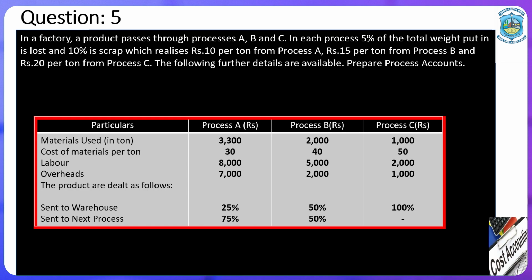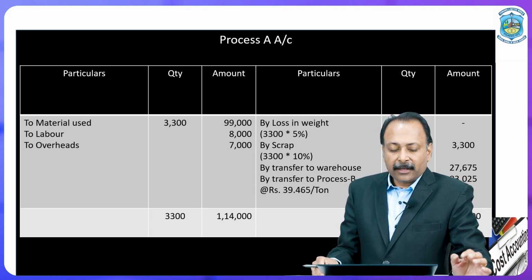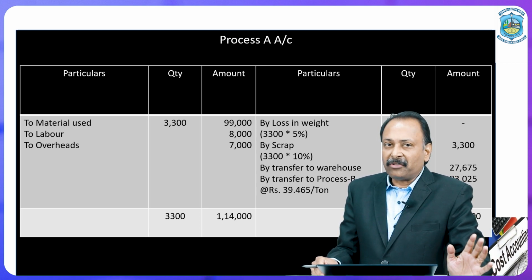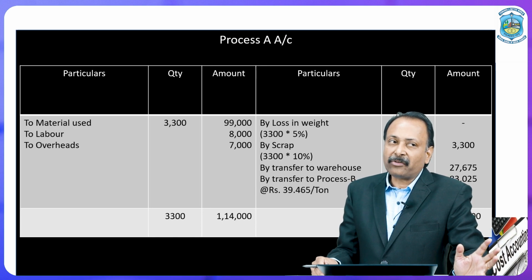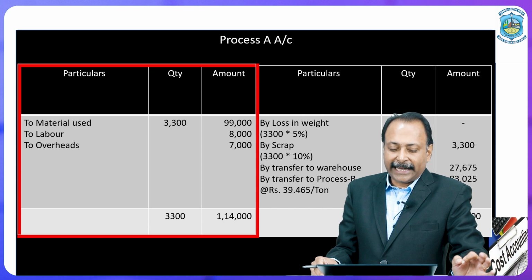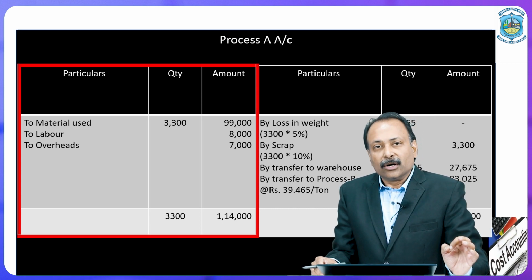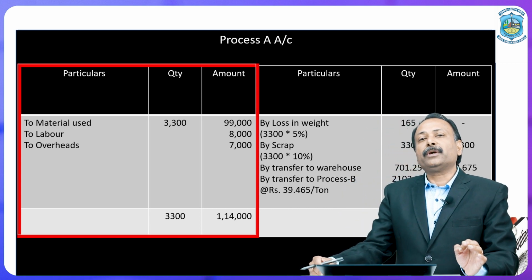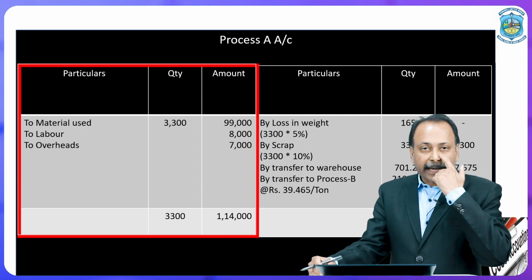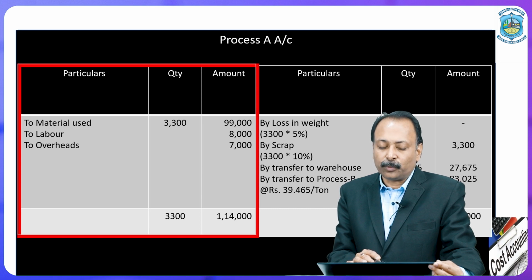First of all, we are going to begin with process A. We start with particular, quantity, amount on the debit side, and particular, quantity, amount on the credit side. Under the debit side, we have to mention number 1, material. The material quantity given in the question is 3,300, and this quantity is going to be converted into amount because we are going to get the total amount column. So, the amount is 99,000 rupees.